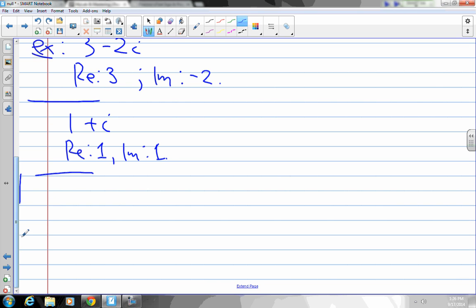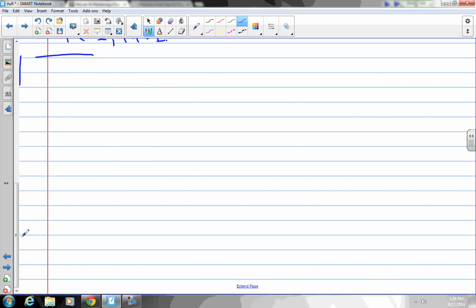What about 5i? Is that a complex number? Why not? Well, so what is the real part then? 0. So it's a complex number. 0 is the real part. Imaginary part is 5. So that's a purely imaginary number. But it's still part of the complex number world.